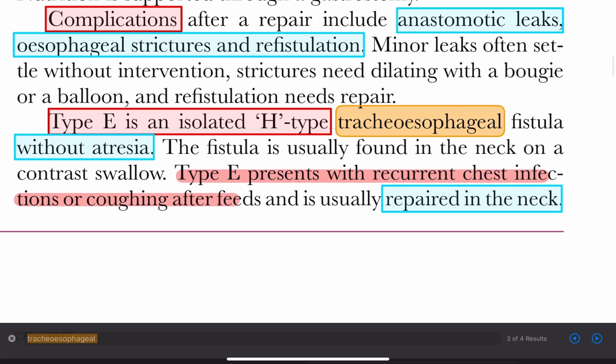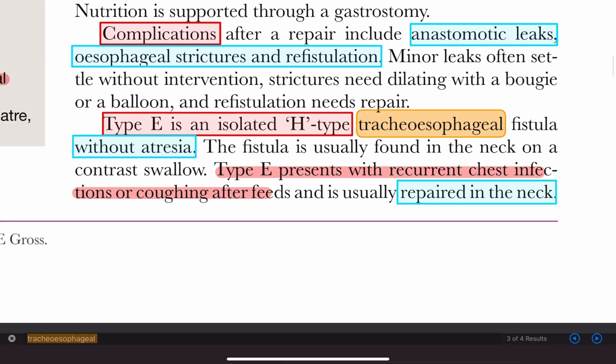Type E is also known as isolated type H, so that is also without atresia. So without fistula is type A, without atresia is type E. If this type of tracheoesophageal fistula is present, it is repaired through the neck, an important line. So type E should be repaired through the neck.